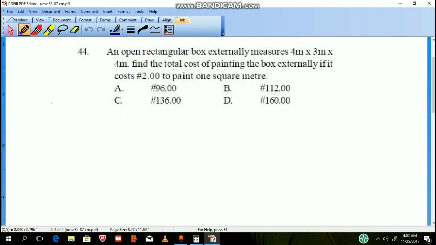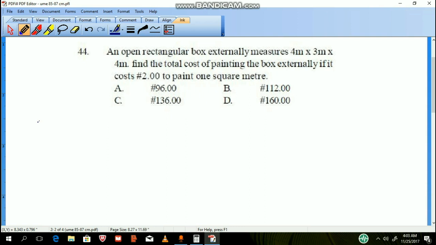So for question number 44, we are told an open rectangular box externally measured 4 meters by 3 meters by 4 meters. Find the total cost of painting the box externally if it costs 2 naira to paint 1 square meter. Therefore, we just need to look for the total surface area, except that it's an open rectangular box. Therefore, we're going to leave the top out in the calculation.